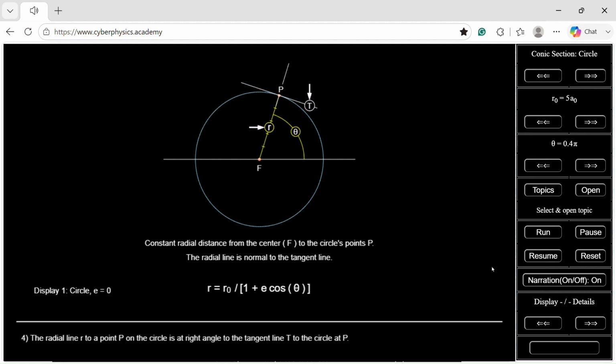The radial line to a point P on the circle is at right angle to the tangent line T to the circle at P.